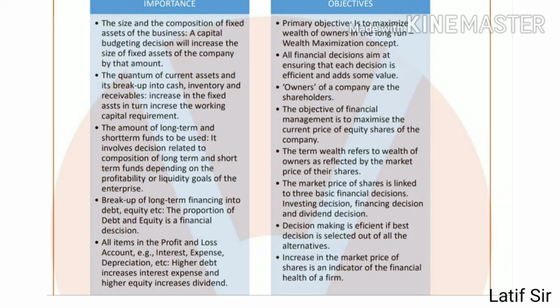The market price of the shares is linked to three basic financial decisions. These are investing, financing, and dividend decision. Decision making is efficient and the best decision has to be made. So you can know here what are the objectives and importance of finance and financial management. We have already seen that the aim is to maximize the wealth of the shareholders, the owners, and it is very important that there are three decisions to be taken by a financial manager: investing decision, financing decision, and dividend decision.